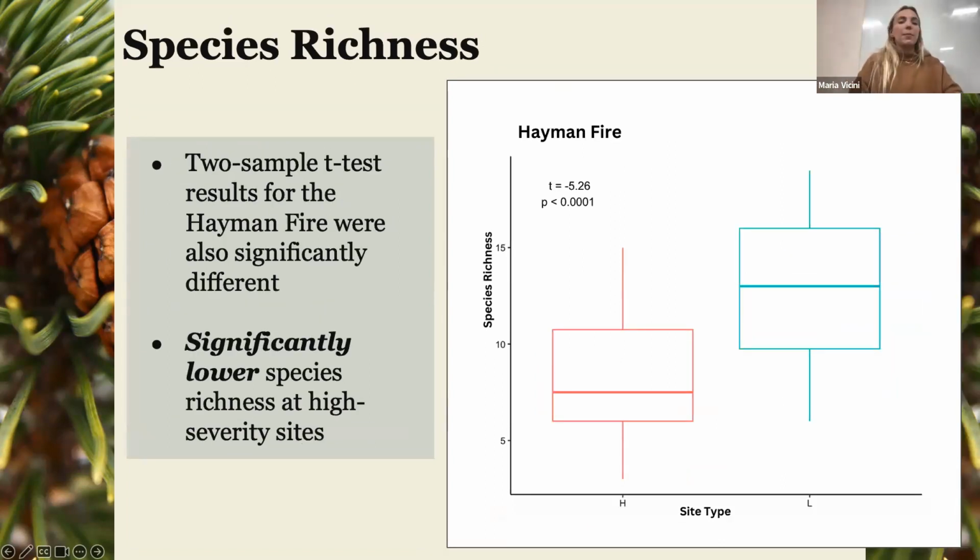This is the plot for the Hayman fire. So similarly, results of the t-test on the Hayman fire were highly significant. There was significantly lower species richness at all high severity sites compared to low severity sites. And as I mentioned before, they're only broken into 2 groups for this fire.